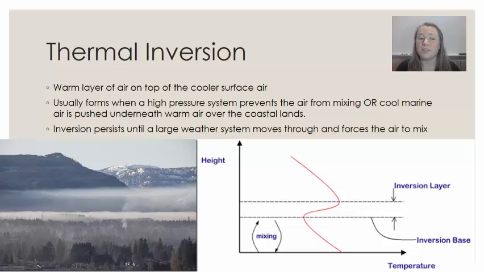Now this can form a couple different ways. Typically, this forms when a high pressure weather system prevents the air from mixing, or this results when a cool marine breeze pushes that cold marine air underneath the warm surface air. Regardless of how this is formed, usually that inversion layer will stick around until a large weather system moves through to force that air to mix back together and then settle back out in the normal pattern.